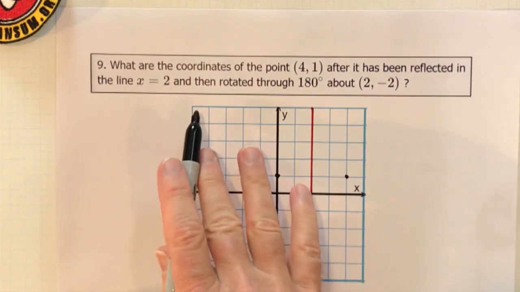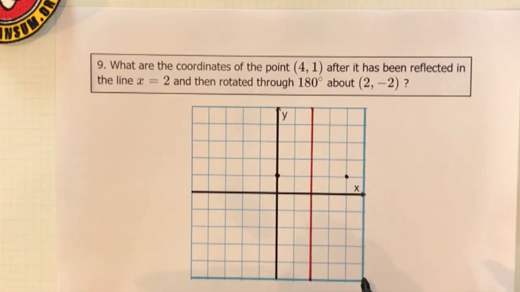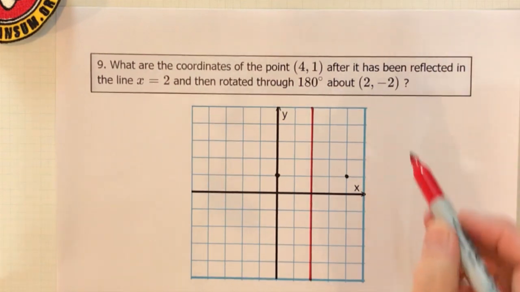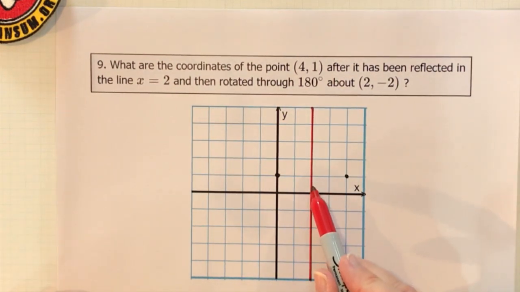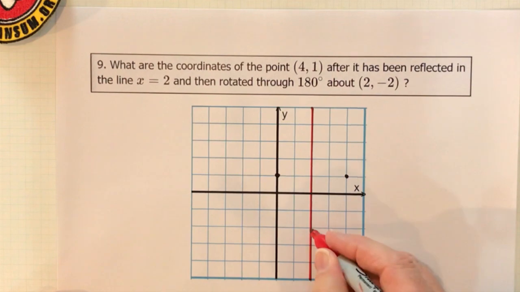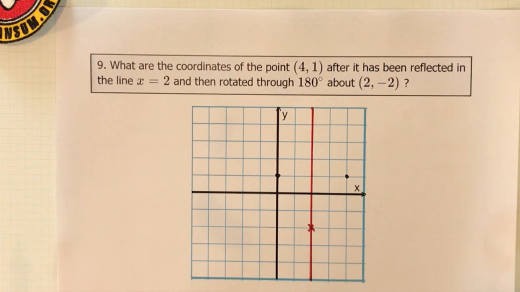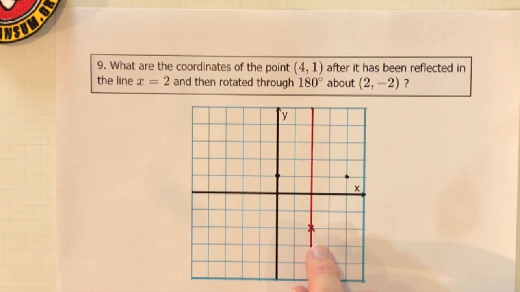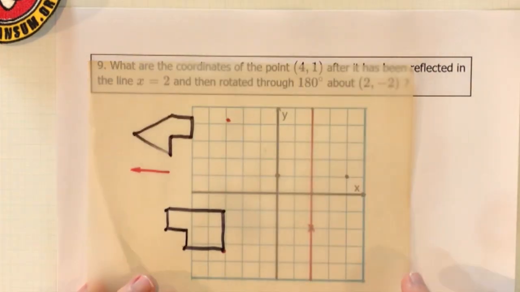And then it is rotated 180 degrees. That's a half turn, so it doesn't matter whether it's to the right or to the left, clockwise or anti-clockwise. We're going to go to the same place, about the point 2, minus 2. Where's that? 2, minus 2. So that is the center of rotation. 2, minus 2 is right there. We need to rotate that point. I could use the tracing paper. And as it's only one point, it's not too difficult to do.